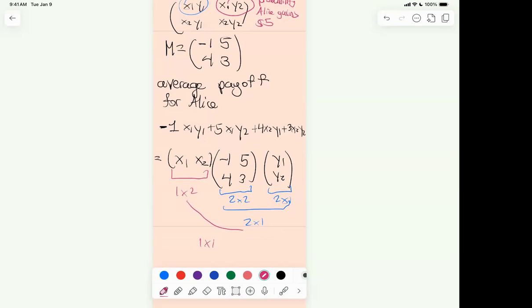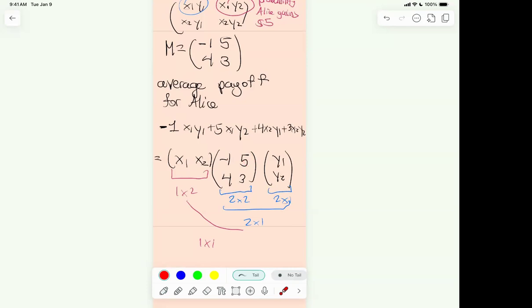If you work it out, you will see that it does agree with this expression. In fact, you can see it: what has x1 with y1 is going to be this coefficient, and what has x1 with y2 should be 5, and so on. It's not a bad check to see that.